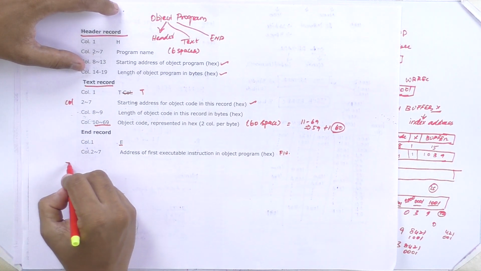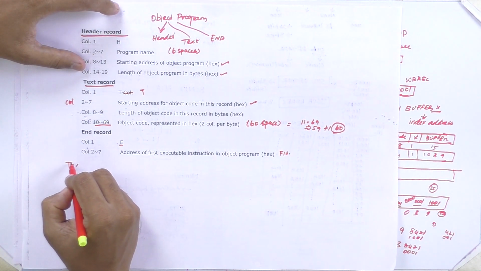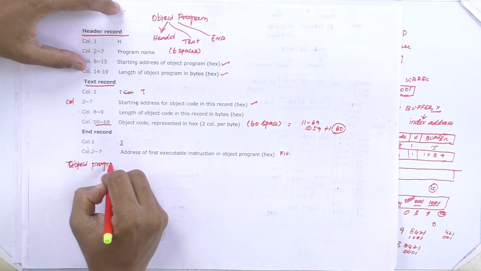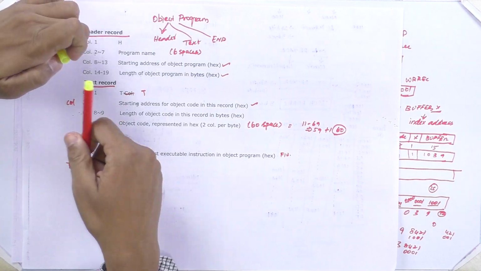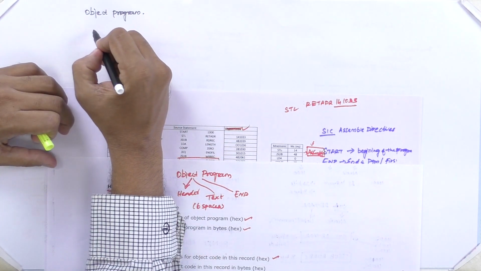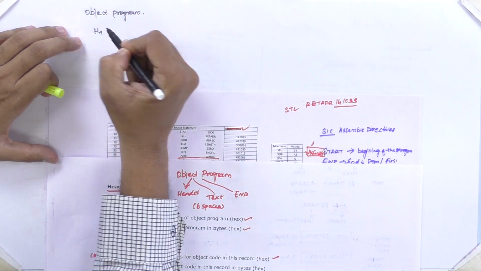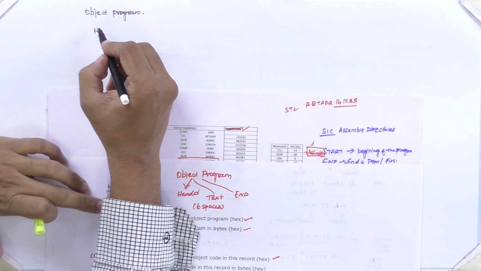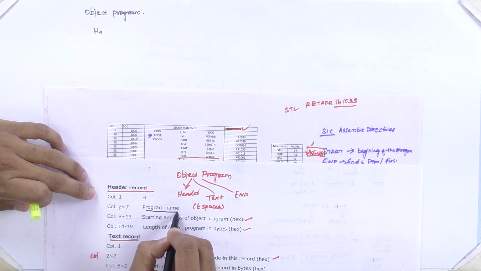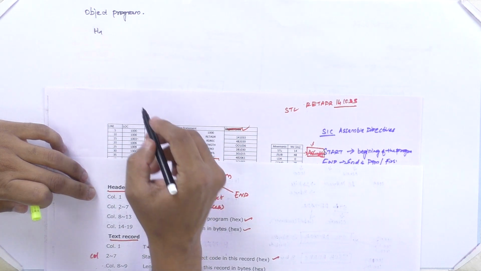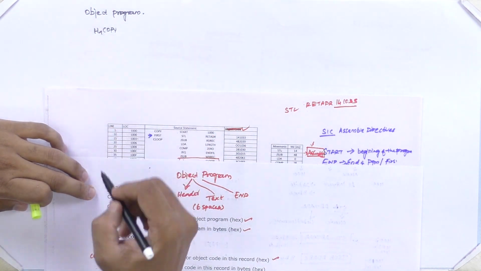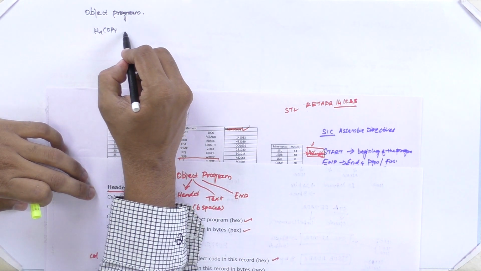So we will write the text record now, that is we will write the object program by seeing the object code. The first record should be header record. So first column it should have H, second column 2 to 7, so we will have 6 spaces. Second space should contain the name of the program. Name of the program is copy, so I will write COPY, so it occupies 4 spaces. So 2 spaces will be left free.